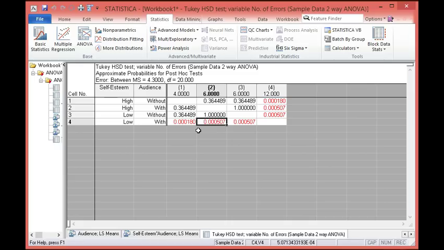So when there is an audience, the difference in the number of errors between those with high self-esteem and low self-esteem is significant. Okay. Now what about when there is no audience? So high without and low without. Okay, so 3 and 1. Where is that? 3, this one, and 1, and there. So it's not significant. So the difference in the number of errors between high and low self-esteem students, particularly when there is no audience, is not significantly different.